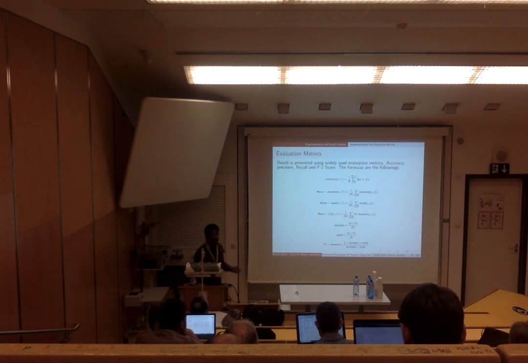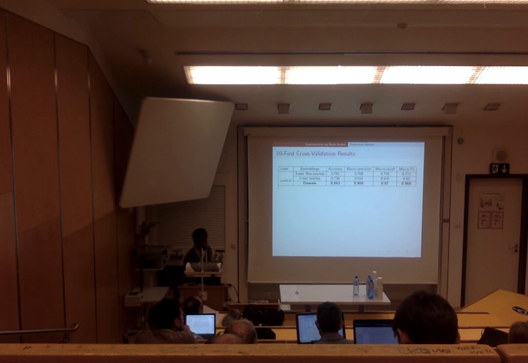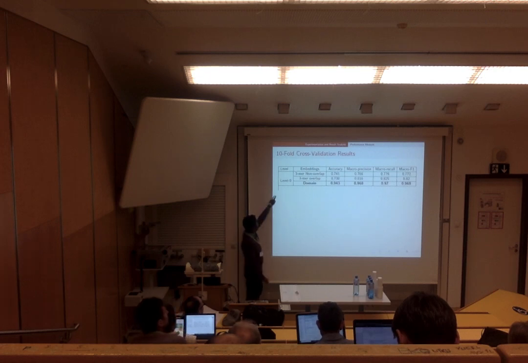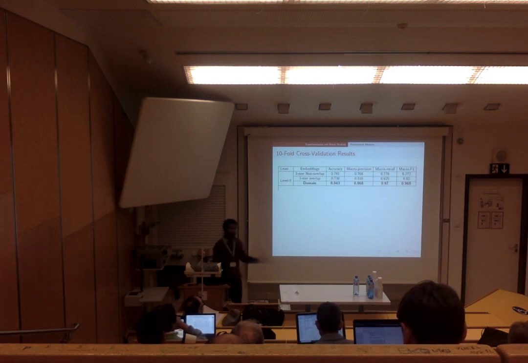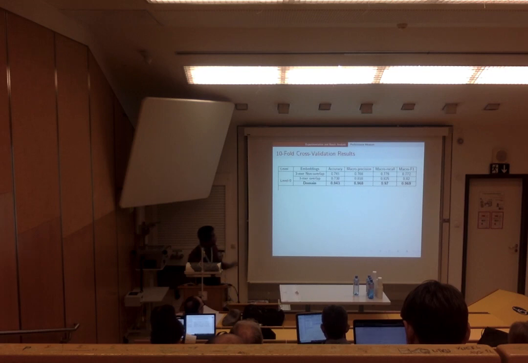For the evaluation metrics, we use precision, recall, F-measure, and also accuracies. So let's talk about the results. We are comparing the results with k-mer non-overlap, k-mer overlap, and domain embedding. How to interpret the table? You have level 0. Level 0 means we are trying to distinguish enzymes from non-enzymes. And as you can see, the domain embedding works really nicely compared to the k-mer-based embedding.